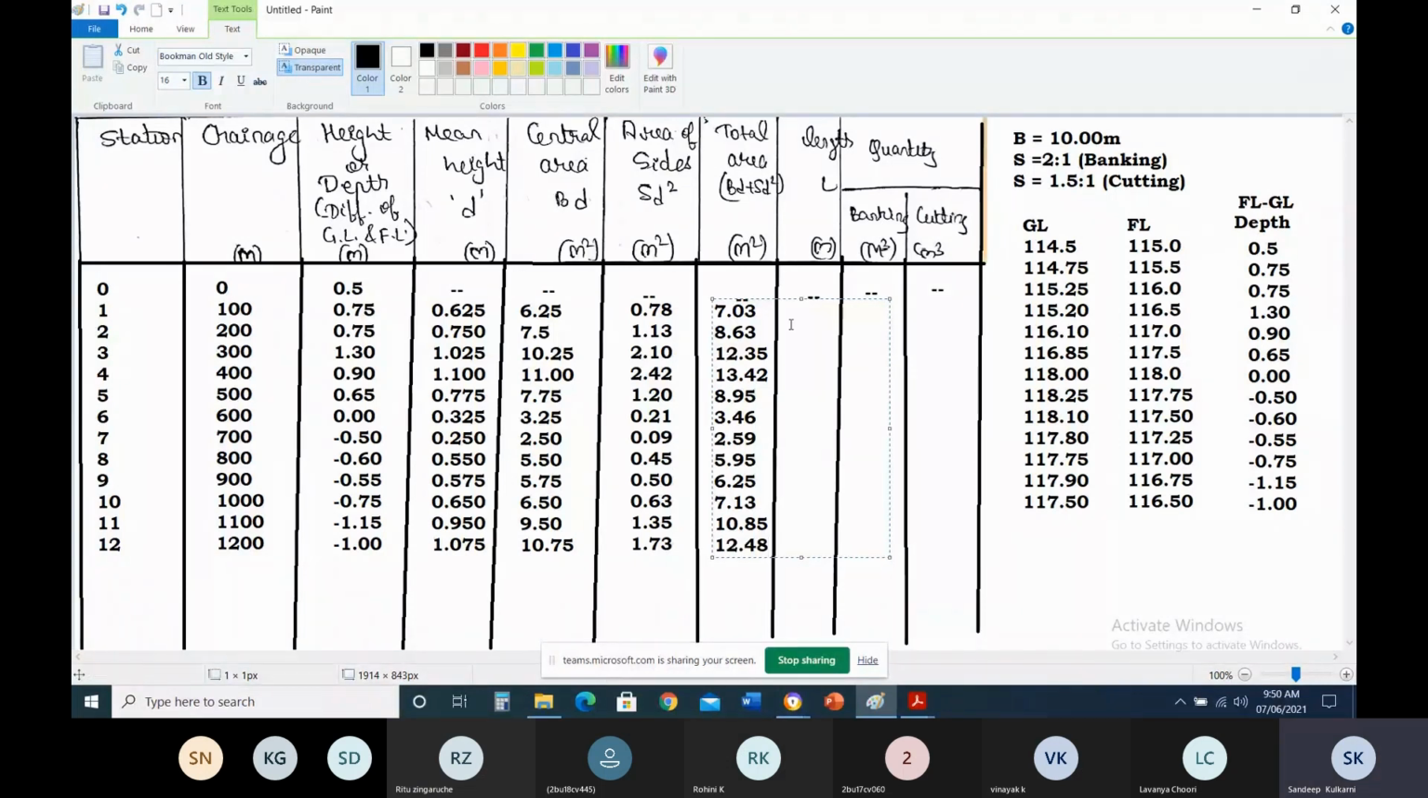So this I got. Now length. For length, you have to see the chainage values. In the second column, you see the chainage 100, 200, 300. Between each chainage, what is the distance? Between first and second, there is 100. So there is a 100-meter distance between each chainage. So all length values will be 100 only.